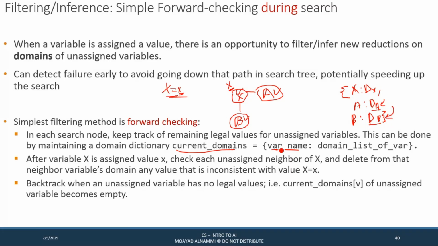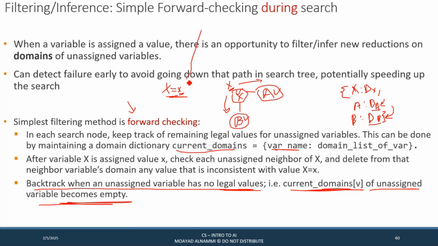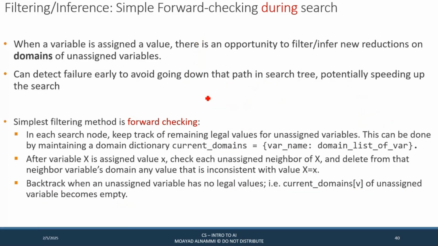And similarly, we do this for the domain of B. Okay. And what this will do is that if it reduces the domains, if at some point you have an unassigned variable that has no legal values remaining, meaning that the current domain of that unassigned variable becomes empty, that means that you've reached a dead end, and so you can backtrack. Meaning, this allows you to detect some failures early on, right? Because you're checking your neighbors in the current search node rather than waiting to find the inconsistency later on in the search path.